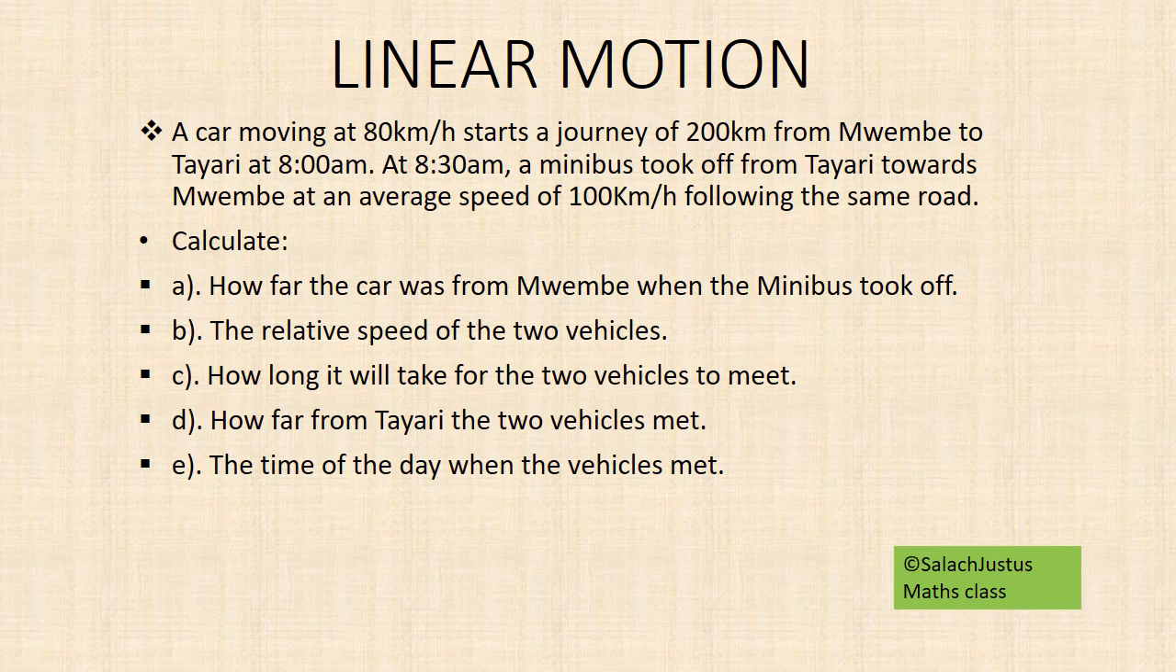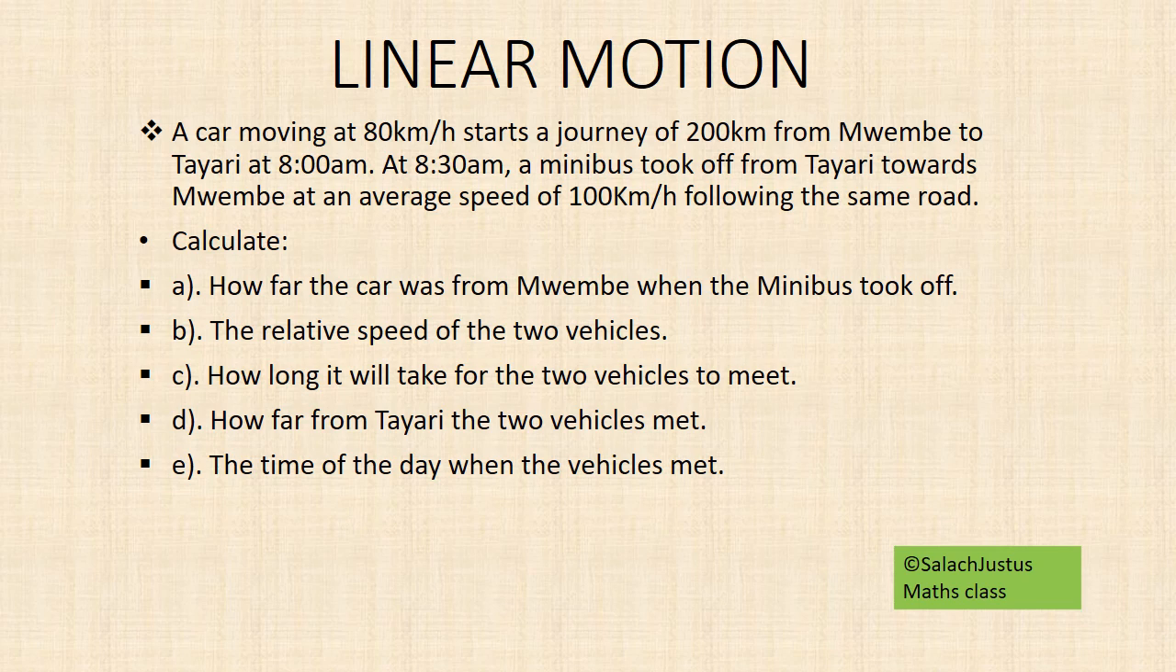A car moving at 80 kilometers per hour starts a journey of 200 kilometers from Mwembe to Tayari at 8 a.m. At 8:30 a.m., a minibus took off from Tayari towards Mwembe at an average speed of 100 kilometers per hour on the same road.